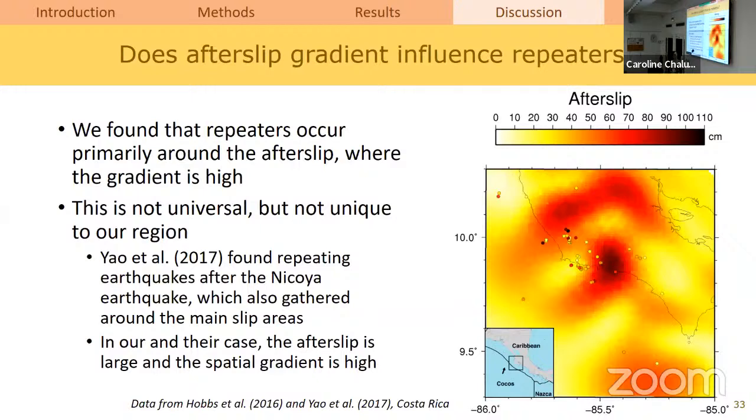This is an example from Costa Rica in the aftermath of the Nicoya earthquake, from Yao et al. And you can see here these dots are repeaters, and you can see the afterslip as the background. These repeaters do tend to cluster around these patches of afterslip. They don't really occur where the afterslip is high. We can note that in both this case and in our case, the afterslip does tend to be quite high, and the spatial gradient in particular tends to be quite high.